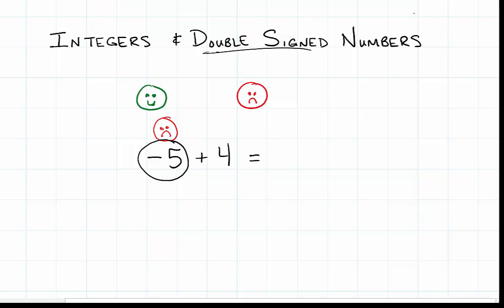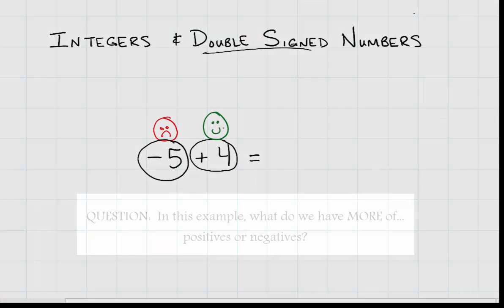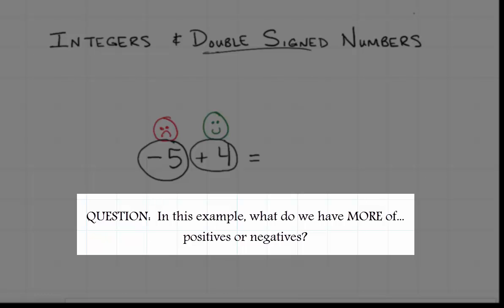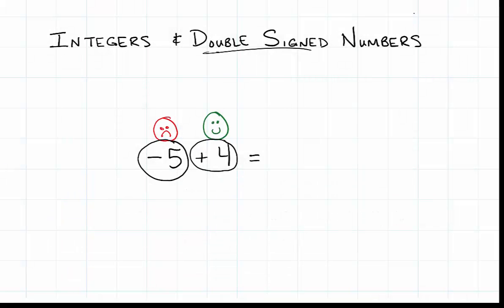Okay. The positive 4, I'm going to go ahead and circle that. I circle the 4, the sign in front of it is a positive sign, and so I know that this integer is positive. Now I look at these and I say, okay, if I have all these positives in one room and all the negatives in the same room, and we separate them to two sides of the room, what do I have more of? Are there more negatives or are there more positives? And yeah, there's more negatives.